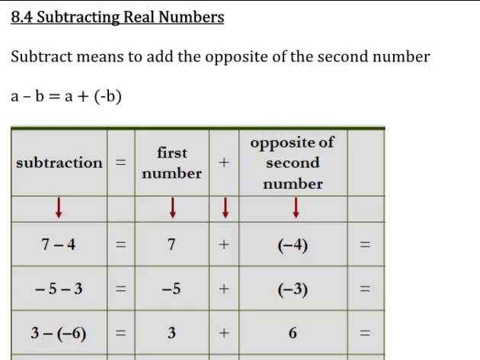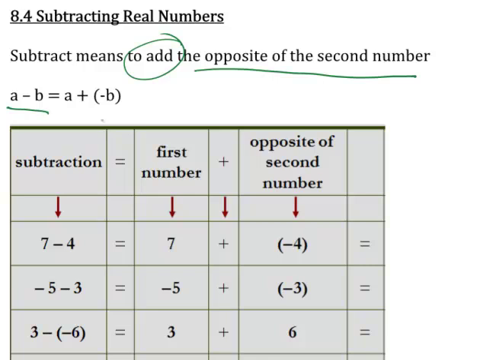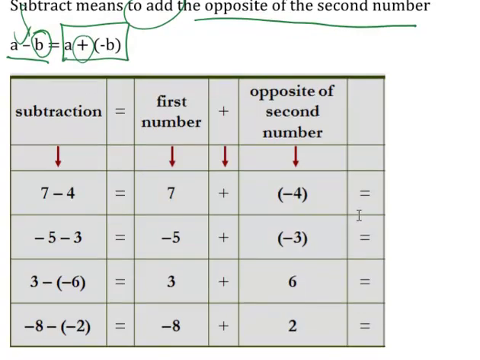All right, so 8.4 is subtracting real numbers. So it's really important that I understand how to add real numbers, because subtracting just means that all I'm going to do now is add the opposite of the second number. So we notice here a minus b means a plus negative b. So I keep the first number the same, I change my minus sign to a plus, and then I look at my second number here and I'm going to find the opposite of it. So let's go through these problems here, and we're going to sort of walk ourselves through these.